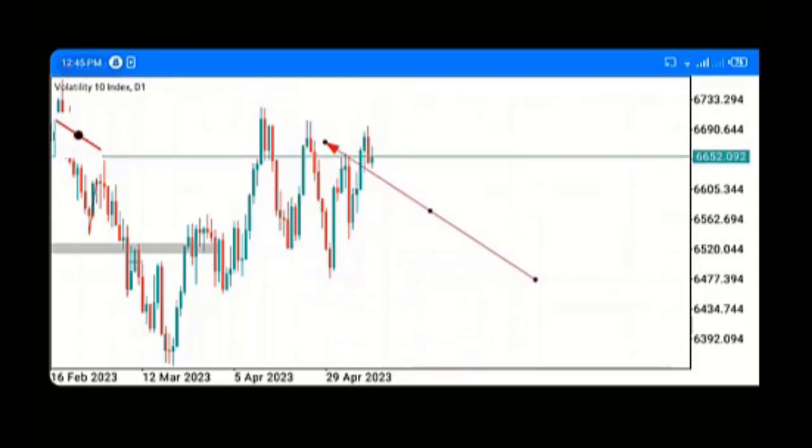But the market has not been able to do that. Although it pulled back, it was not able to take it out. Then it broke down again. But nevertheless, this is the low that created this high.